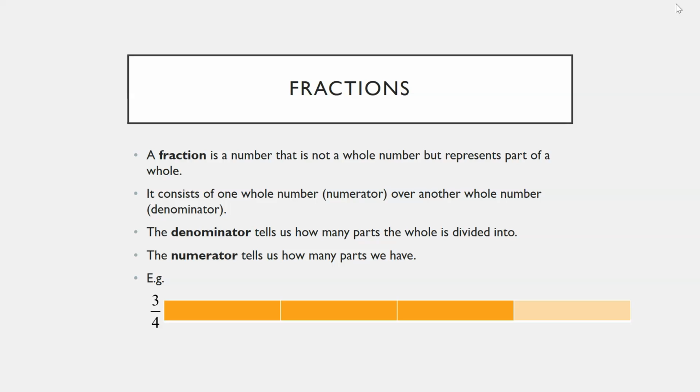we have. So in this example here, we have a rectangle divided into 4 equal parts. 1, 2, 3, 4, giving us our denominator. Then we have 3 parts shaded, 1, 2, 3, giving us our numerator, 3 on top. That is, 3/4 of our rectangle has been shaded.